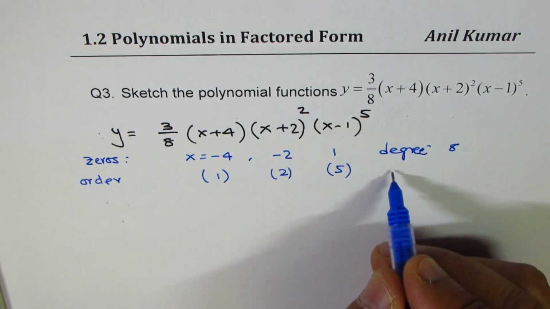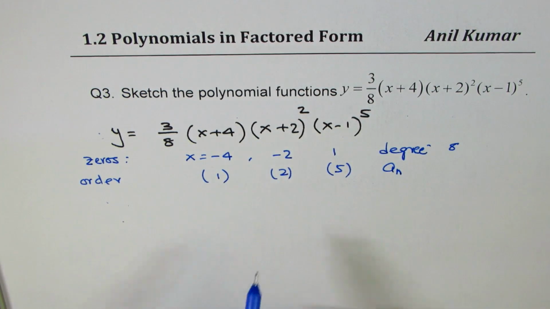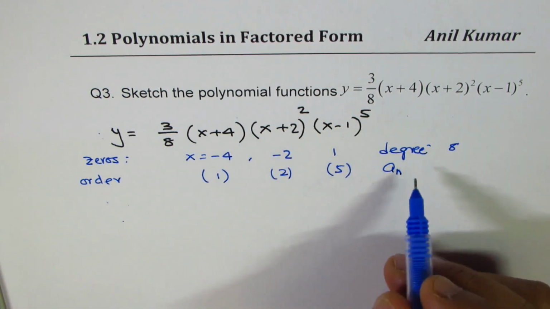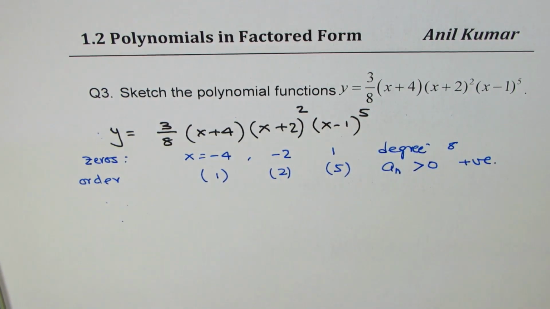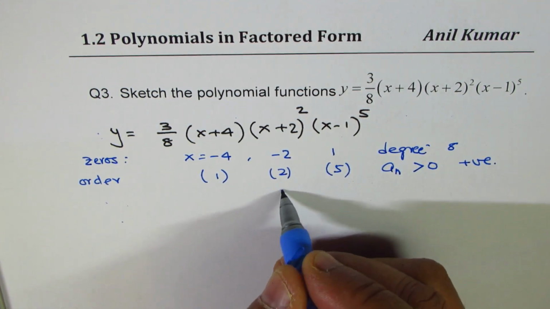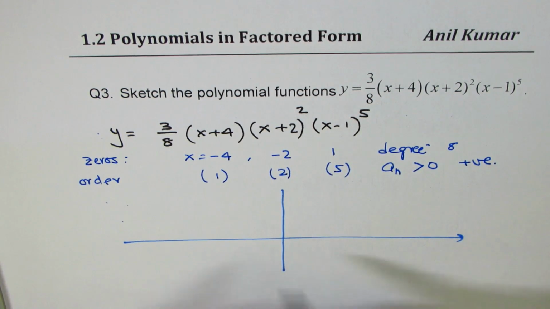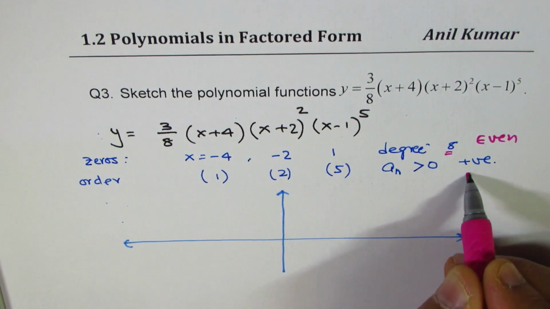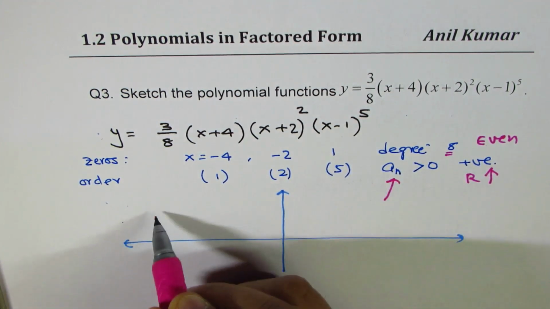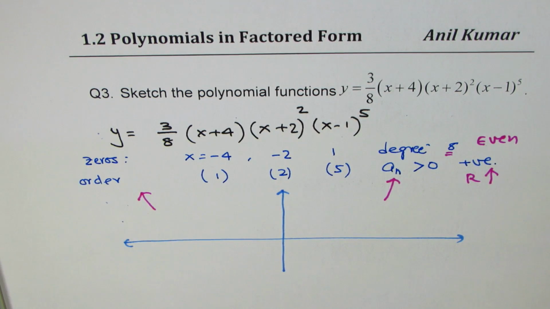Is it okay? Now what is the leading coefficient? I'm writing an as my leading coefficient. It is positive, right? It's greater than 0. Now what does that mean? It means that the right side is up, right? So we'll now sketch this function. It is not to scale, but it will make a lot of sense still. 8 means even and right side up, right? So the behavior is kind of like this. Do you see that?